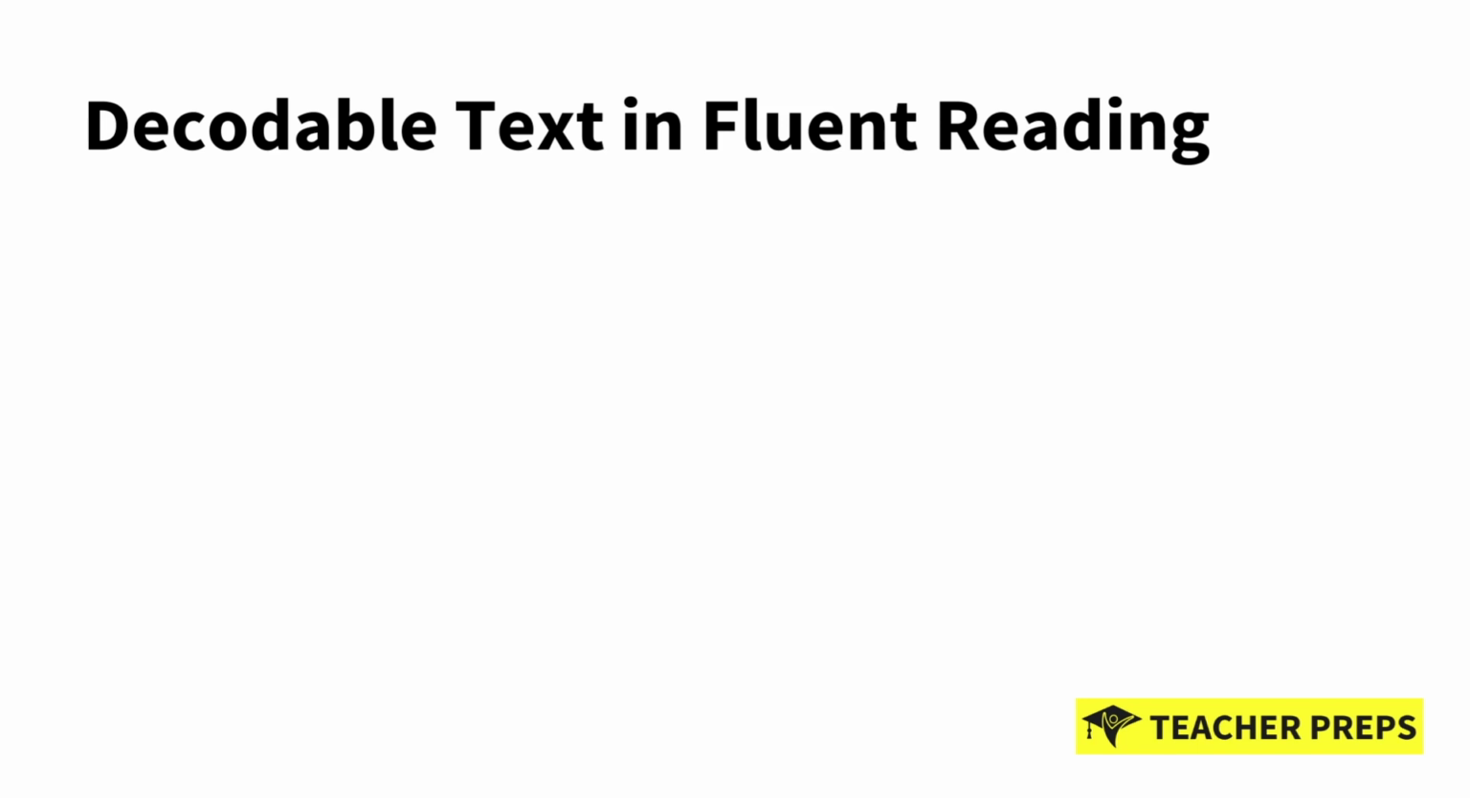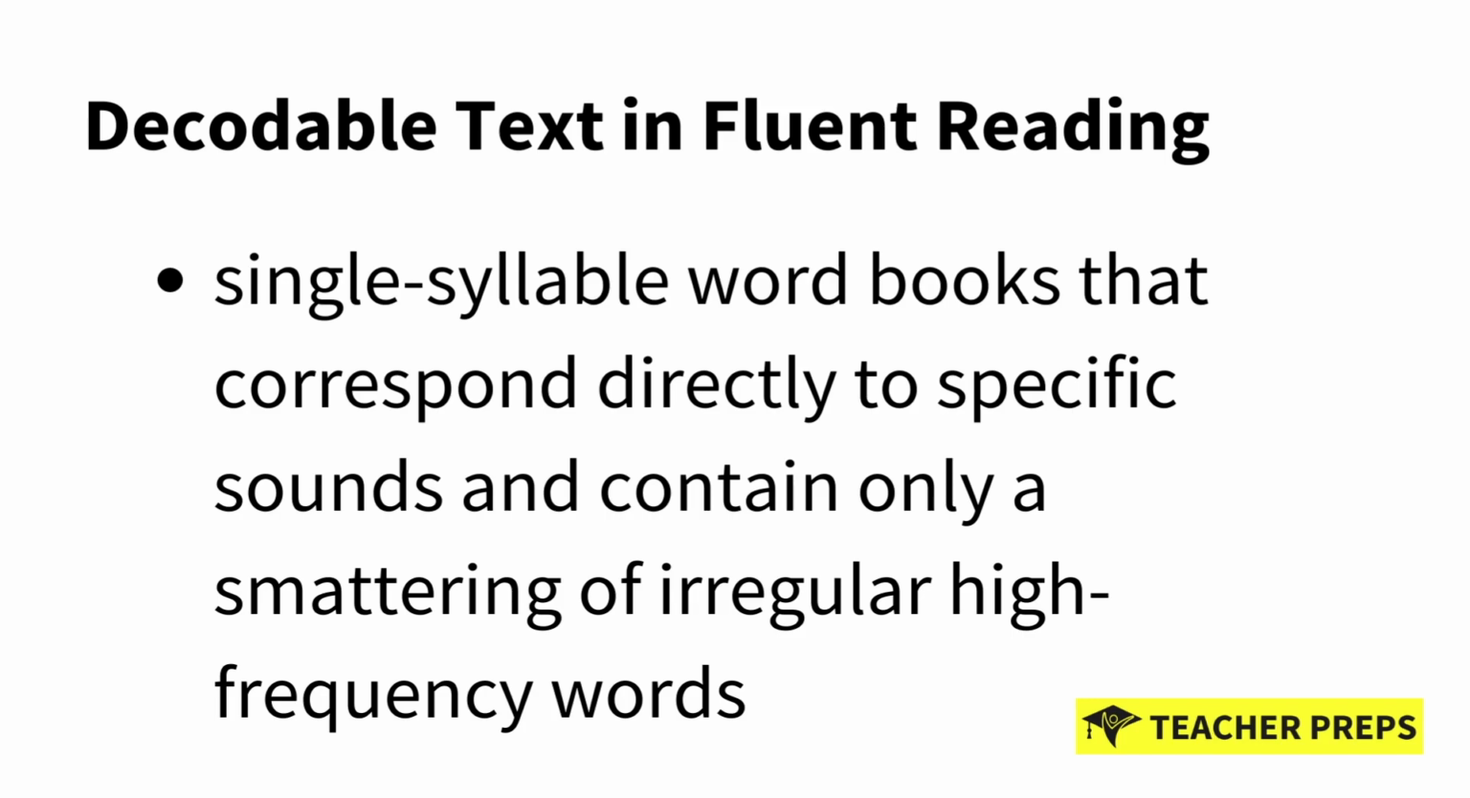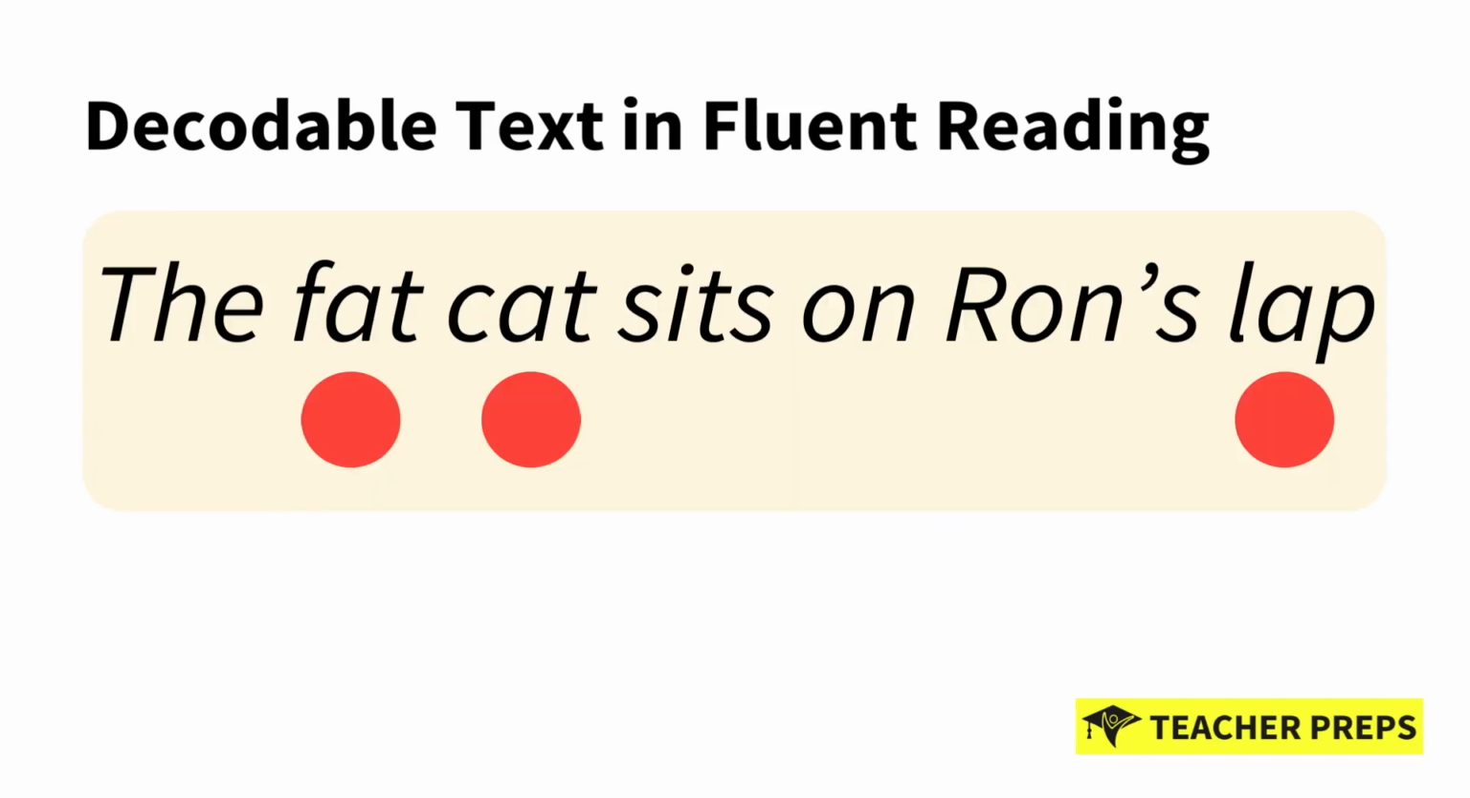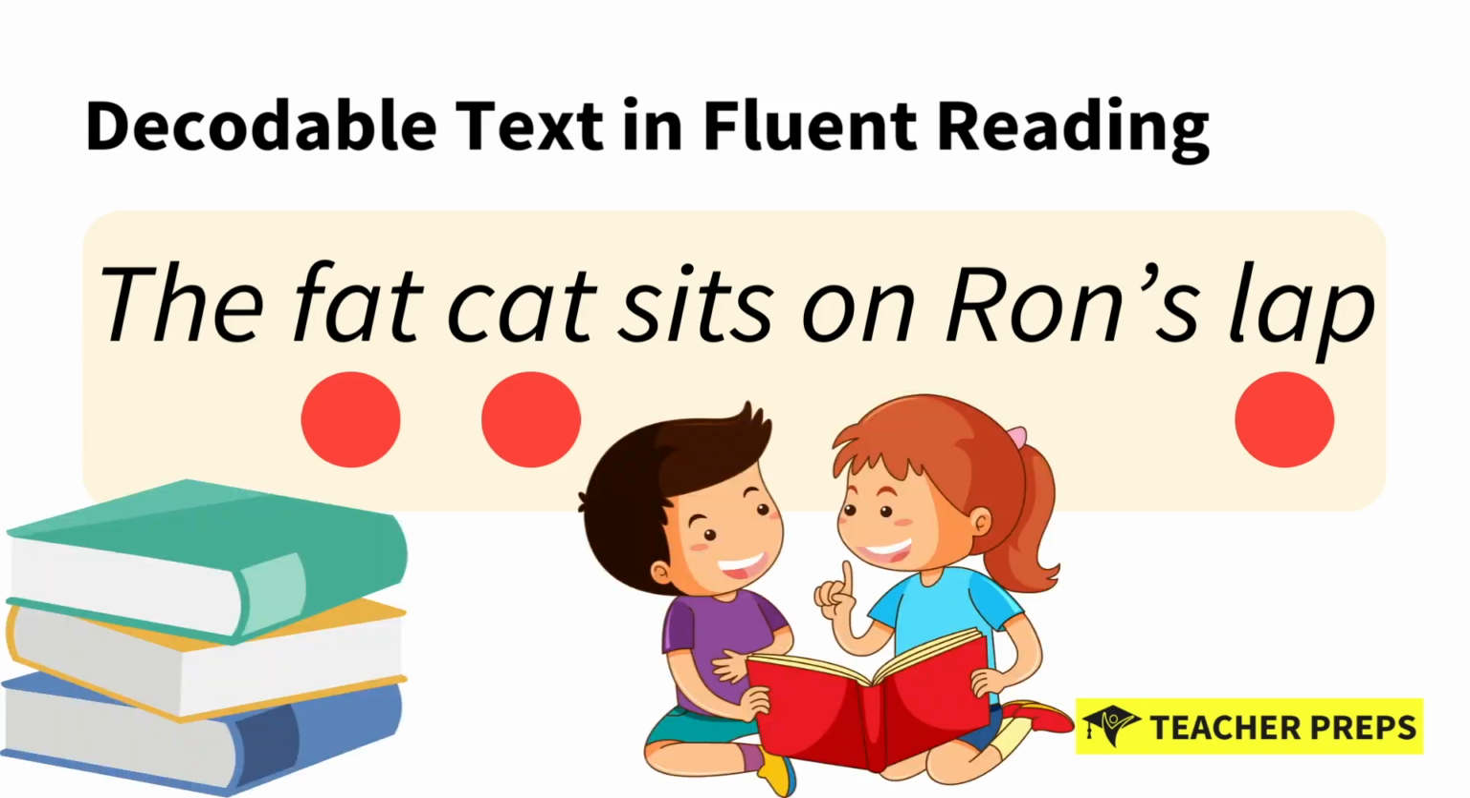Up first, we have the role of decodable texts in fluent reading. In earlier lessons, we discussed the importance of decodable texts. Recall that these texts are filled with single-syllable words that correspond directly to their sounds and contain only a small amount of irregular, high-frequency words. For example, the fat cat sits on Ron's lap. These types of texts serve as vital tools for young readers in grades 4 through 6 as they begin to acquire foundational phonics skills and high-frequency sight words.